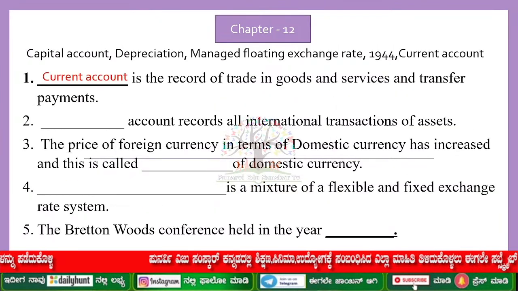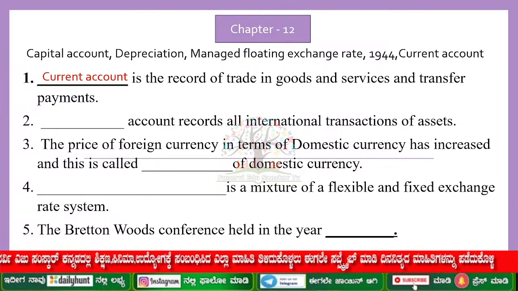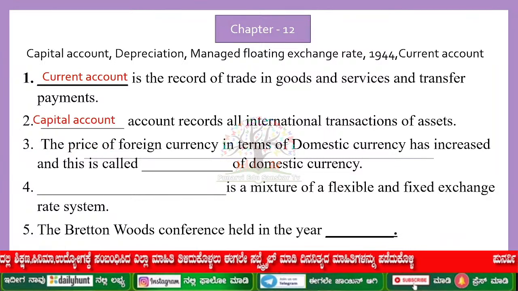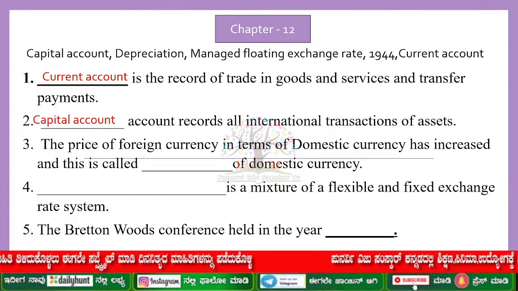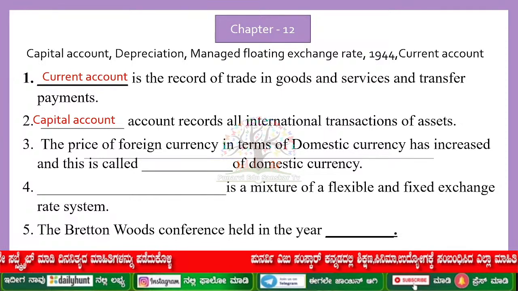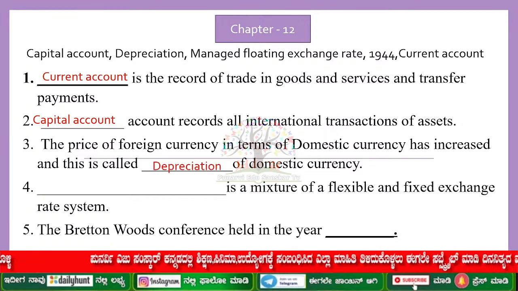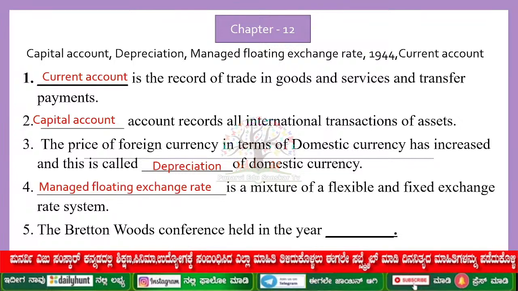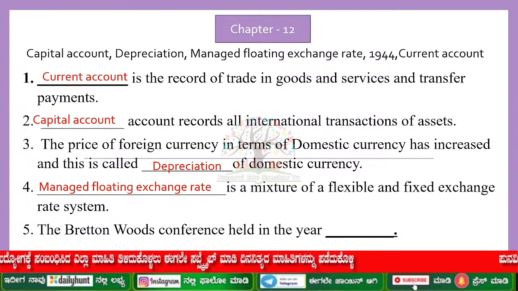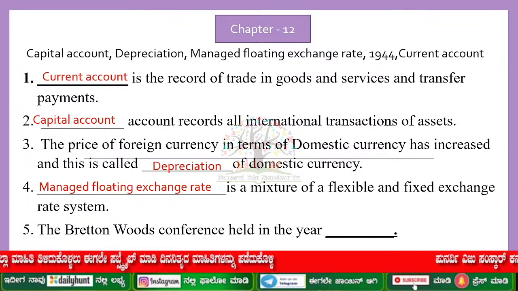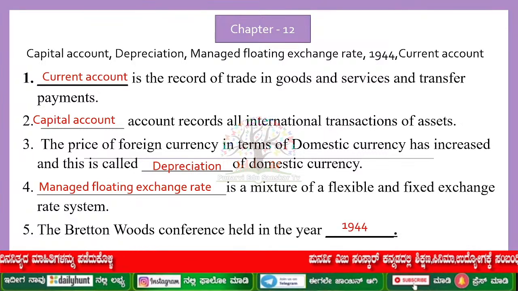Blank is the record; that is, the current account is the record of trade in goods, services, and transfer payments. Capital account records all international transactions of assets. The price of foreign currency in terms of domestic currency has increased. This is called devaluation of domestic currency. Managed floating exchange rate is a mixture of flexible and fixed exchange rate systems. Bretton Woods Conference was held in the year 1944.